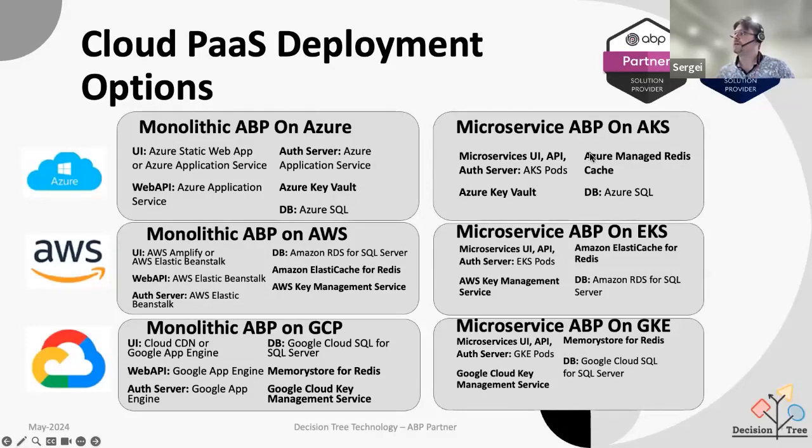ABP framework allows you to deploy microservices on each one of these cloud platforms, and by using the right set of tools, you can basically deploy. You don't have to feel stuck with Azure, AWS, or Google. You can automate your deployments on each one of these platforms simultaneously in case you have to support multiple clouds at the same time. And that's a serious benefit.